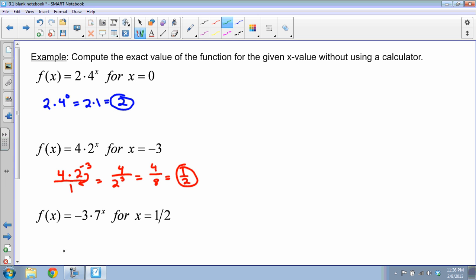And last, we're plugging in 1/2 to -3 times 7 to the x. So that would be -3 times 7 to the 1/2. I think I meant to say x, and then it becomes 1/2. And so we really can't do anything to this except for maybe say, well, 7 to the 1/2 power, that's really the square root of 7. I mean, we could say that, and that would probably be our simplest answer. But we don't actually want the decimal. We want the exact value, and so -3 square roots of 7 would be our exact value.